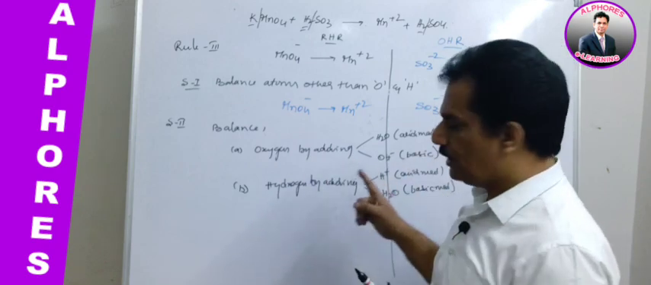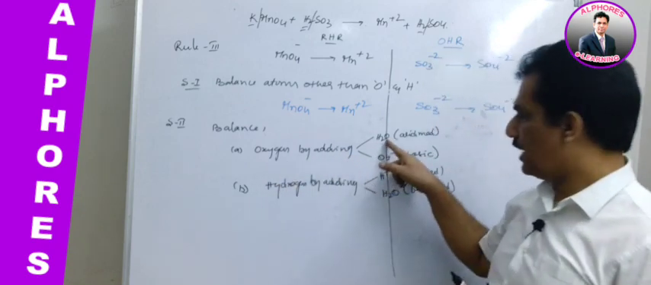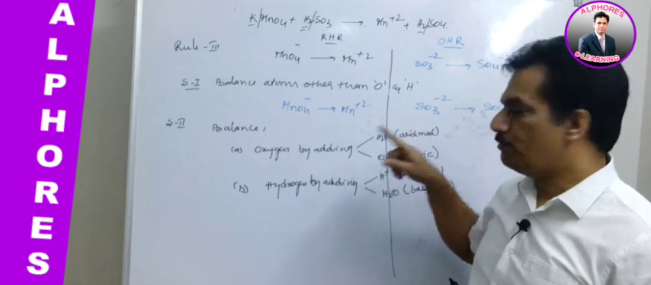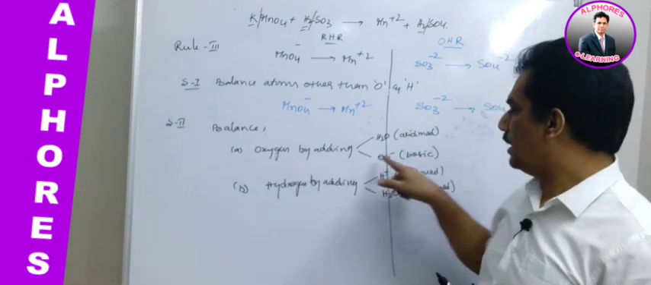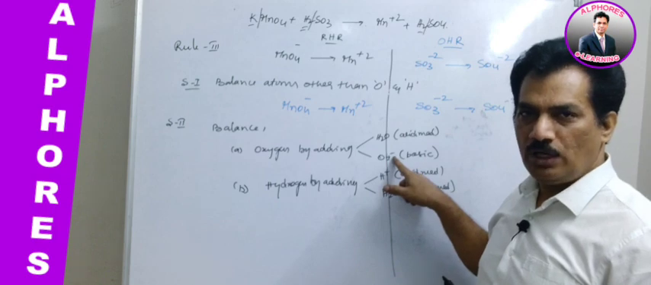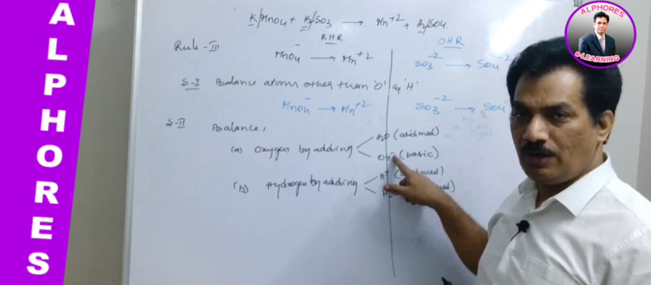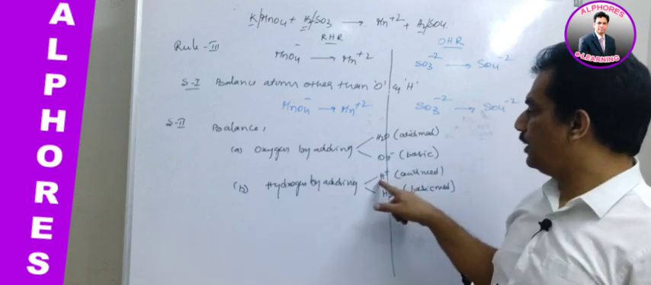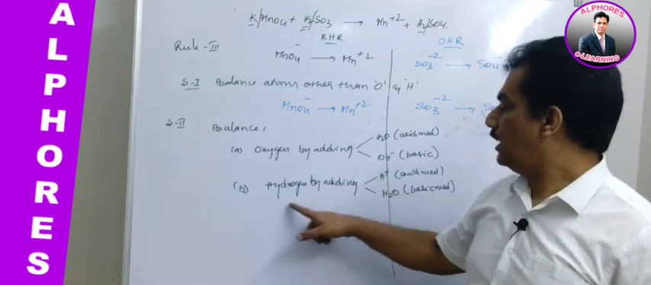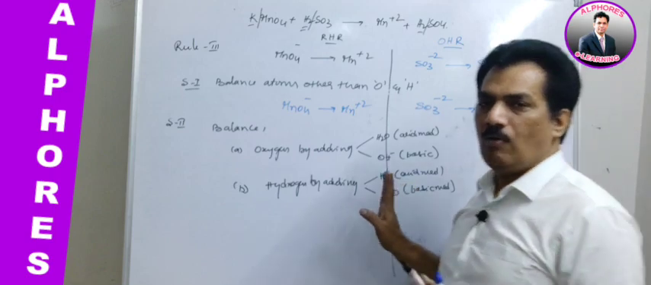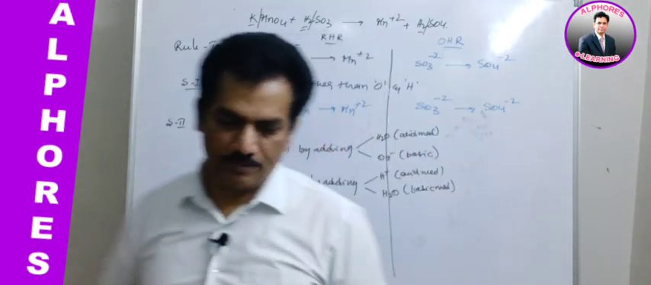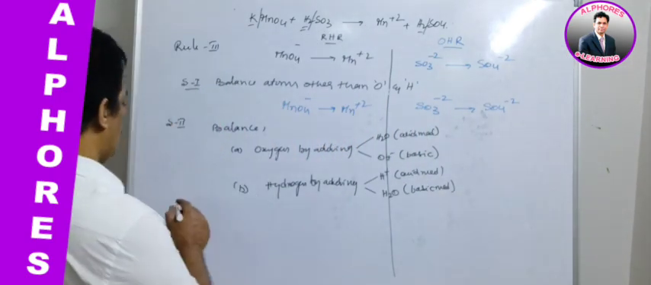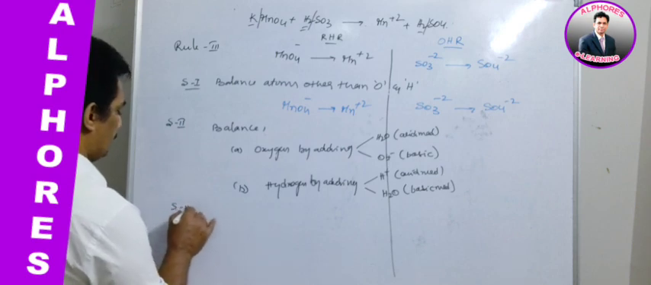In case of acid medium, oxygen is balanced by adding water. In case of basic medium, oxygen is balanced by adding OH minus. Are you following? And in balancing hydrogen, in acid medium we have to add H plus, and in basic medium we have to add water. That is the only difference. Clear? And now coming to step 3.